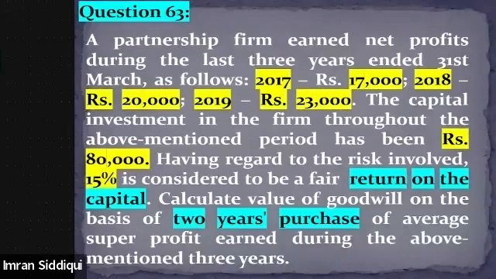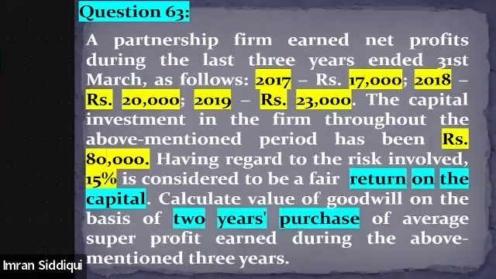Question number 63. The partnership firm earned a net profit during the last 3 years: 17,000, 20,000, 23,000. These are the profits of the last 3 years of the firm. The capital investment in the firm throughout the above mentioned period has been rupees 80,000. So this is the capital employed, right? 80,000 is the capital employed. Having regard to the risk involved, 15% is considered to be a fair return on the capital. It means 15% is the rate of return in the market. Calculate the value of goodwill on the basis of 2 years purchase of average super profit earned during the above mentioned 3 years.